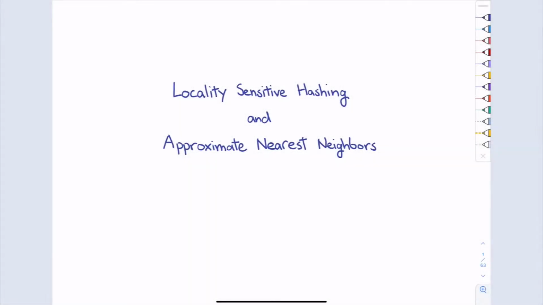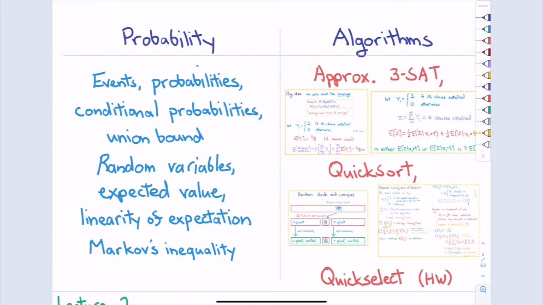All right, today we're doing locality-sensitive hashing and approximate nearest neighbors. First, a trip down memory lane, as always.